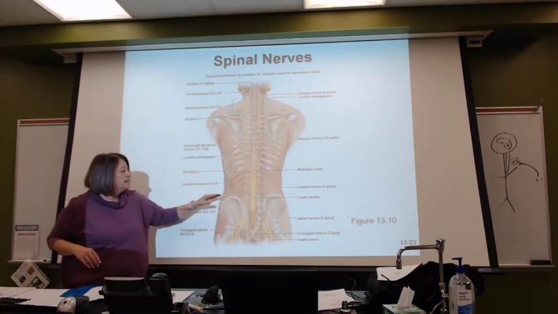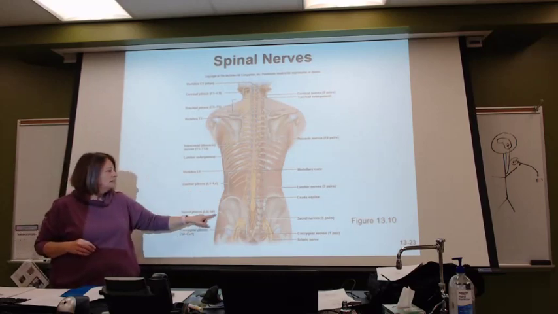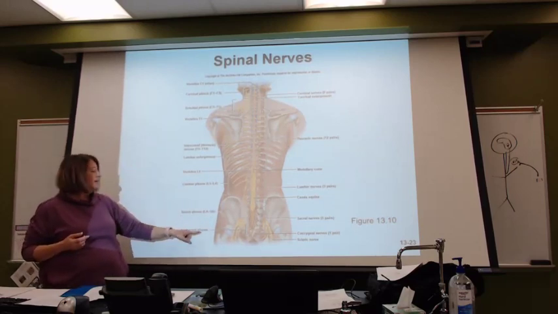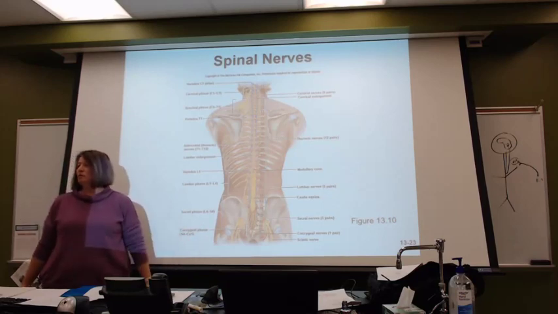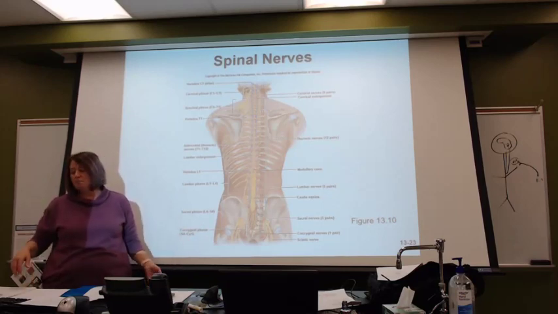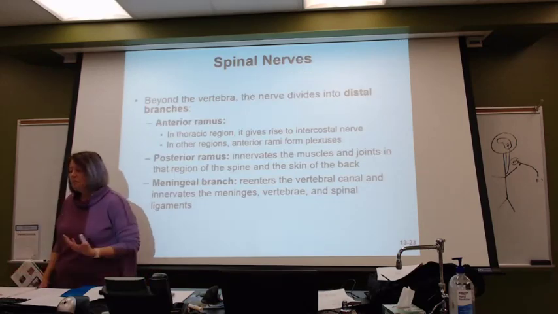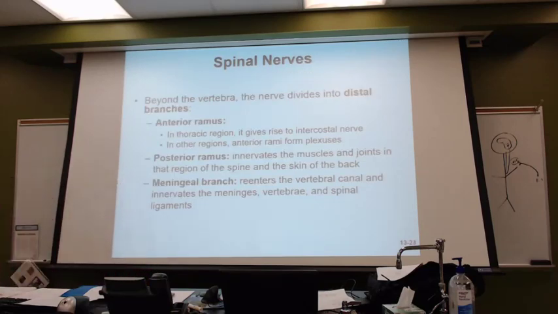As we continue down, we're going to find we have a sacral plexus and a coccygeal plexus for serving the lower regions of the body. So when we hear that term plexus, just remember it's going to be a huge grouping of those nerves. They're serving a particular area of the body.